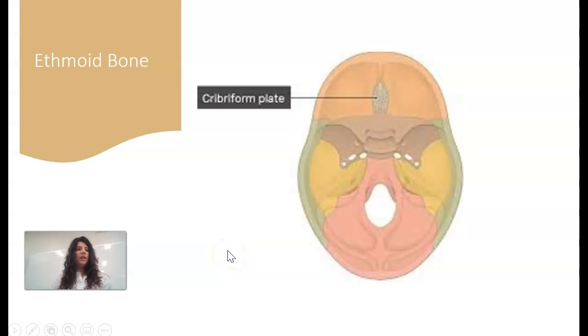Those are the structures of your cranium. The next lecture video will look at your facial bones.